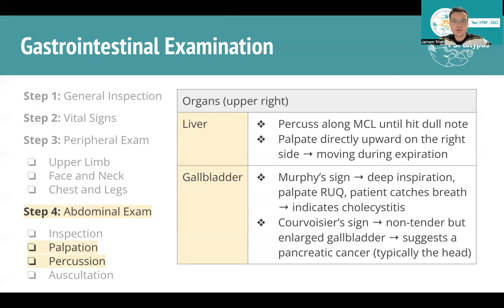And Courvoisier's sign is where there's no real pain, but you can still feel the bladder being grossly enlarged. In this case, we're not thinking inflammation anymore. We're thinking that something is compressing the bile ducts, which is preventing bile from draining away from the gallbladder, which is causing it to be enlarged. Of course, it can be multiple things, but statistically, the most common cause would be a pancreatic cancer. Remember how close the pancreas, or the head of the pancreas specifically, is to the bile ducts. So if you have a growth on the head of the pancreas that's impinging on the bile duct, it's going to cause that backflow and the enlargement.